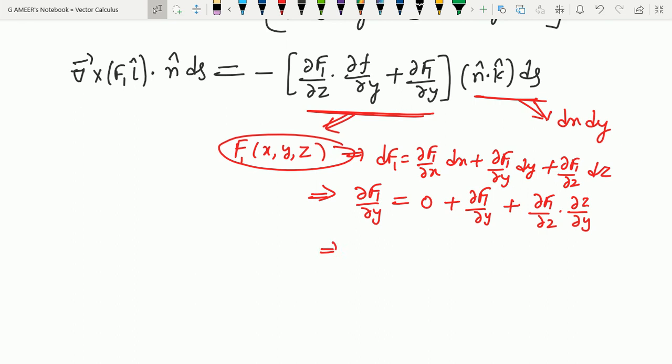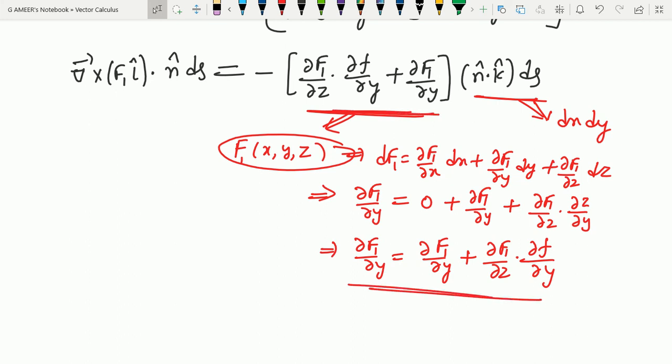Now that implies ∂f1/∂y will be equal to ∂f1/∂y plus ∂f1/∂z, but z is the same function of f, ∂f/∂y. So that means this entire thing, whatever is here, the same thing is here. This is the differentiation with respect to y. So this is simply the differentiation with respect to y.